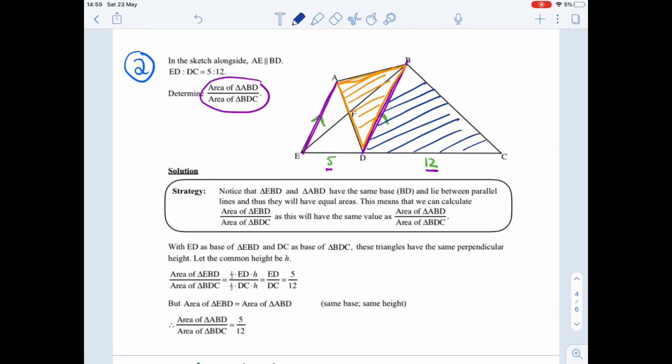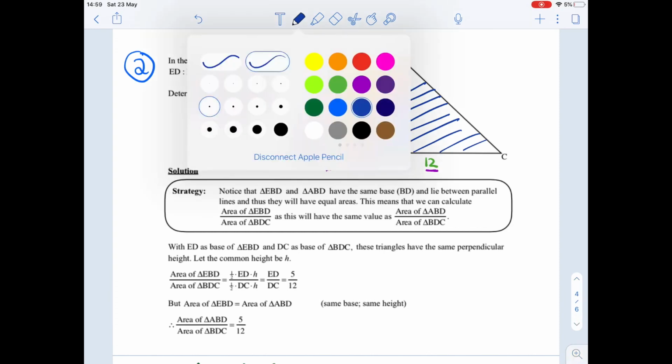Now, if we look at those at the moment, they don't share the same height. They don't share a common angle, and they do not lie between the same parallel. So once again, it's none of those three types. But there are other links that we can use.